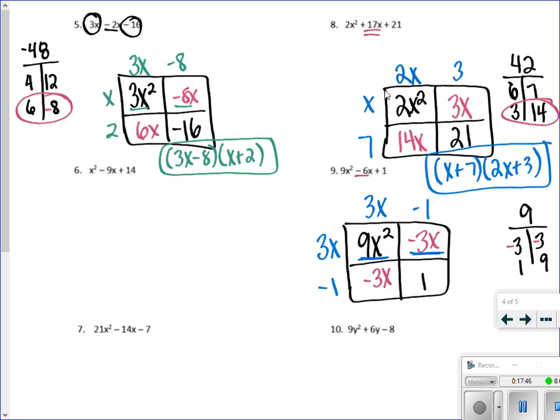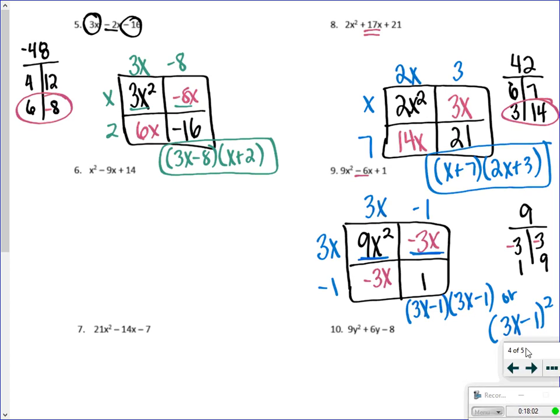I don't care how you write it. You can write it like this, or you can write it as 3x minus 1 and then squared. Those say the exact same thing. It's because the parentheses are the same. Couldn't you check your answer by multiplying? Absolutely. 100%. Okay. I want y'all to do the other 3.